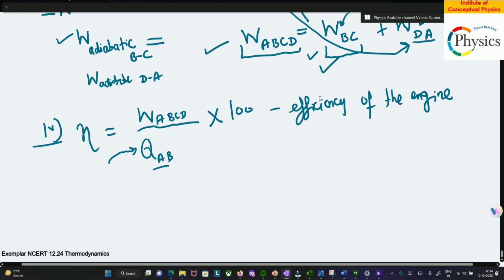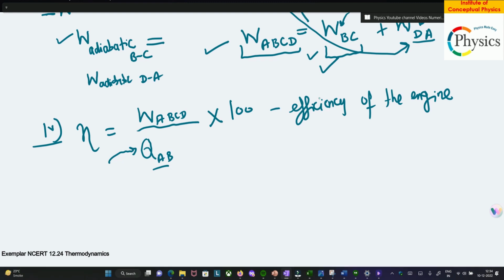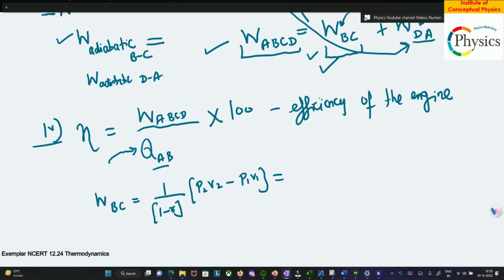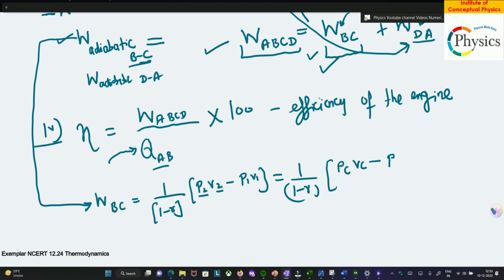All right. So as promised, I'm writing the expression for work done. So work done during B to C. It's an adiabatic process. Just memorize this formula, there is nothing great about it. It is 1 upon 1 minus gamma times P2 V2 minus P1 V1. This is the work done. So here it is 1 upon 1 minus gamma, and the values are PC VC minus PB VB, because you're talking about B to C. So I'm writing the work done, which is B to C.